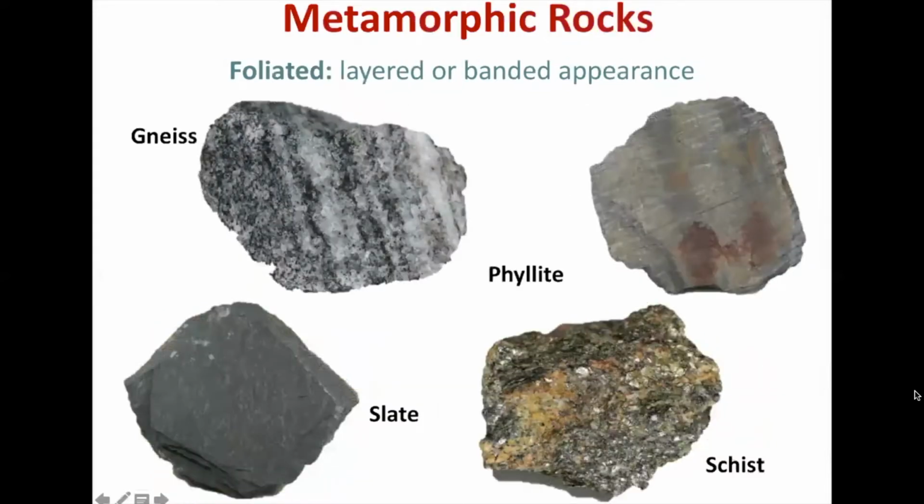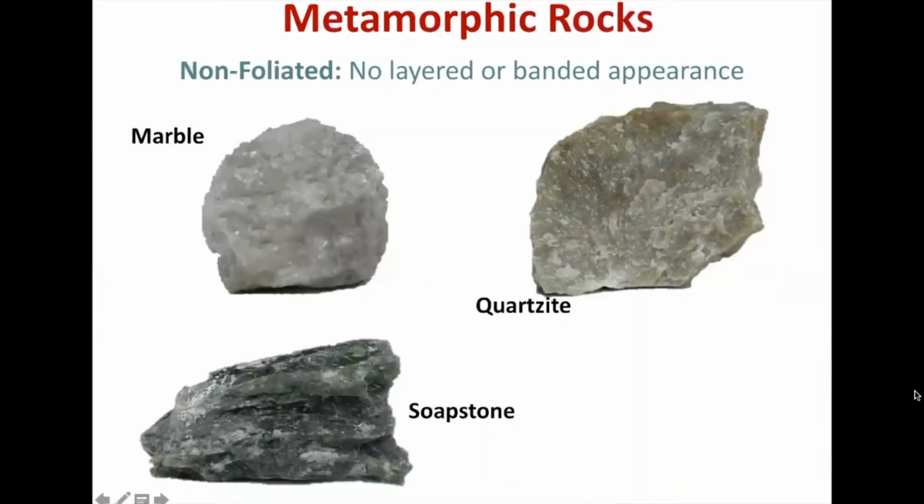The third type of rock that we're going to be discussing is metamorphic rock, and this is broken down into two types. The first one is foliated metamorphic rock, which is layered or banded in appearance. Foliated metamorphic rocks develop a platy or sheet-like structure. Foliated metamorphic rock includes gneiss, phyllite, and slate. Non-foliated metamorphic rock does not have layers or a banded appearance. Non-foliated metamorphic rock includes marble, quartzite, and soapstone.